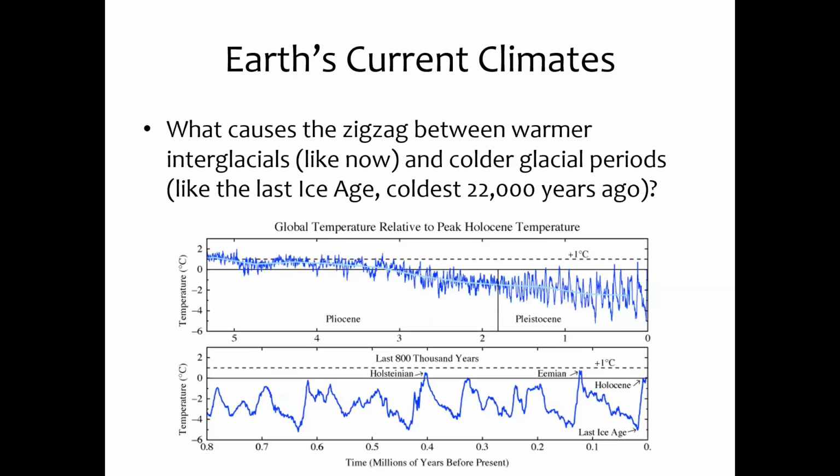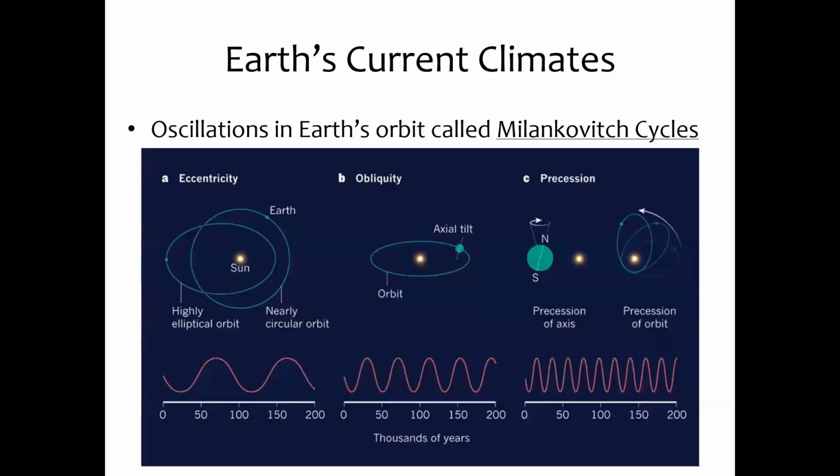What causes that zigzag that we were looking at between the warmer interglacials, like right now, and the colder glacial periods when we had ice sheets reaching as far south as New Jersey and Indiana? The largest driving force to those changes are actually these oscillations, so back and forth changes in Earth's orbit. We call those changes in Earth's orbit Milankovitch cycles.